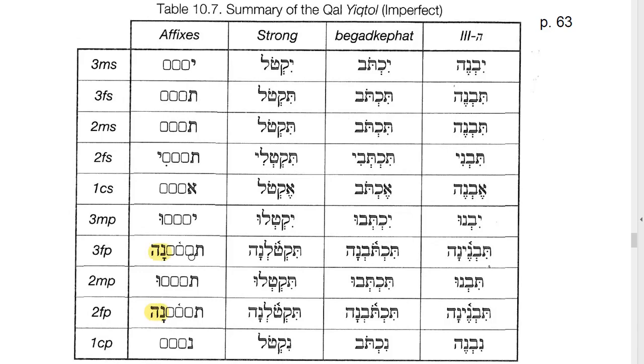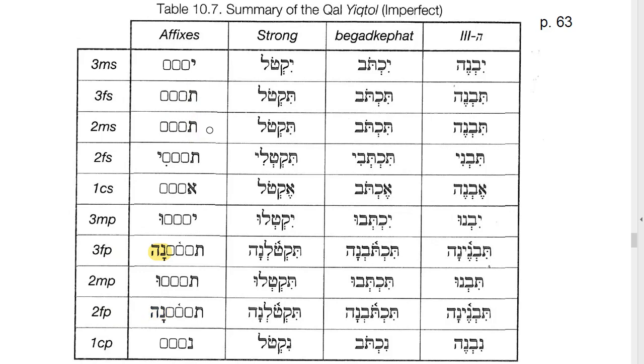And in fact, the prefix is the same for these as well. So these are identical. The third feminine plural and the second feminine plural are identical forms. And I should mention up here that the third feminine singular that has no ending and the second masculine singular that has no ending, they both begin with tav, and so those are identical as well. We tell the difference in context.